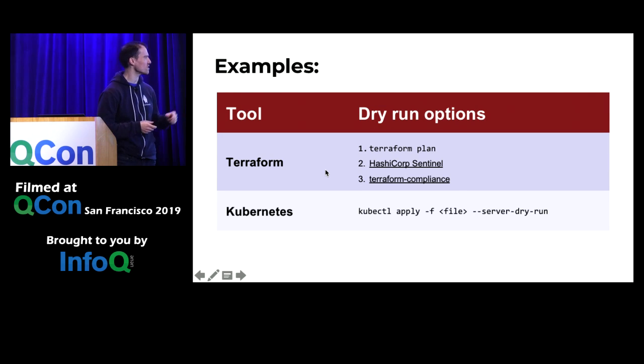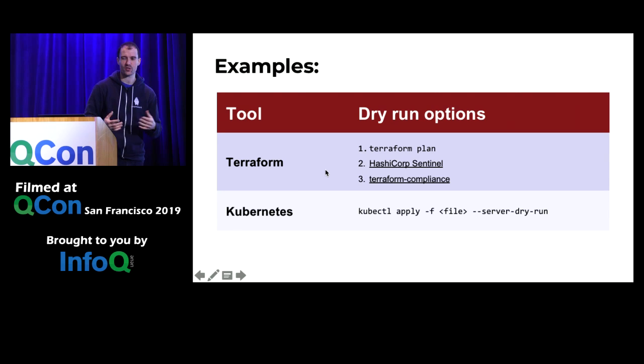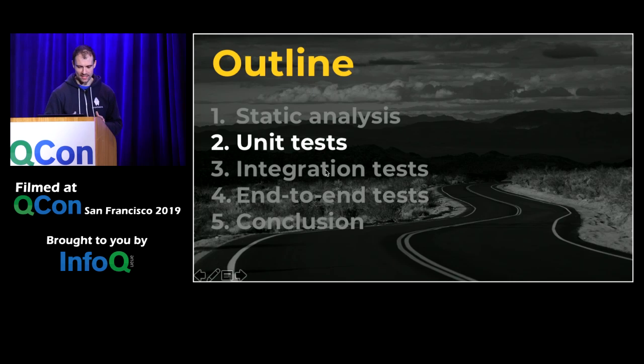In the Kubernetes world, there's a server dry run. I think this is an alpha feature, actually. It's pretty new. It will take your YAML configuration and send it to the API server. That server will process it, it just won't save the results, so it's not going to affect the world. But again, this is a good way to check: does my code more or less function to any extent? So that's a quick overview of the static analysis tools.